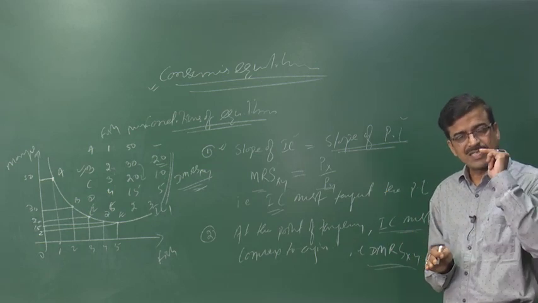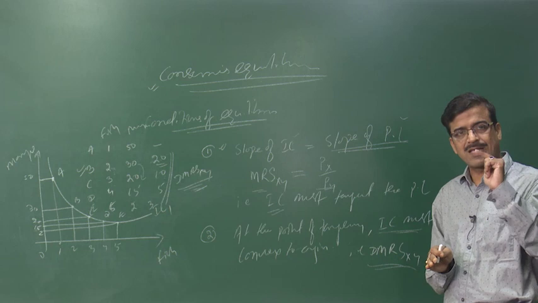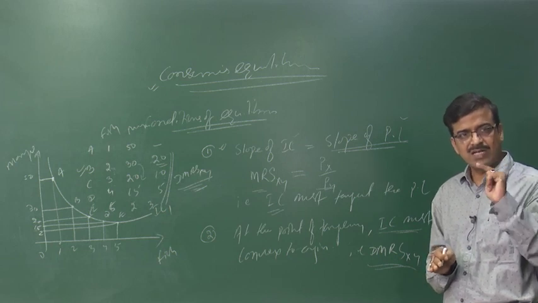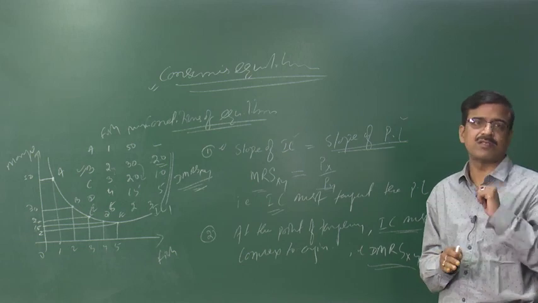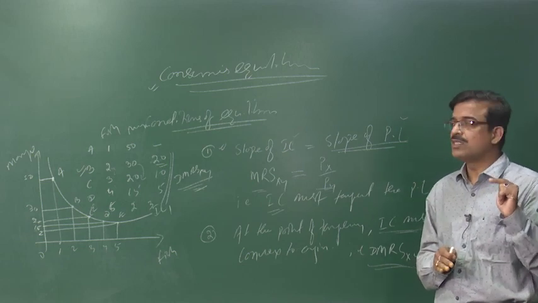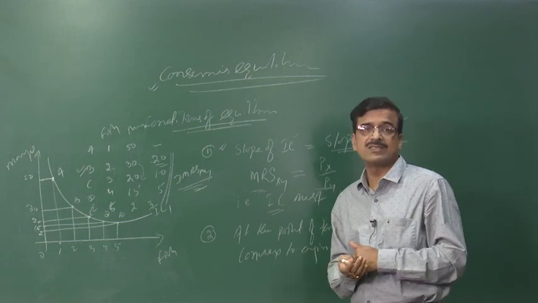So at the point of tangency, the indifference curve is tangent to the price line, side by side, and at the point of tangency it should be convex to the origin. Then the consumer is able to optimize its goal.